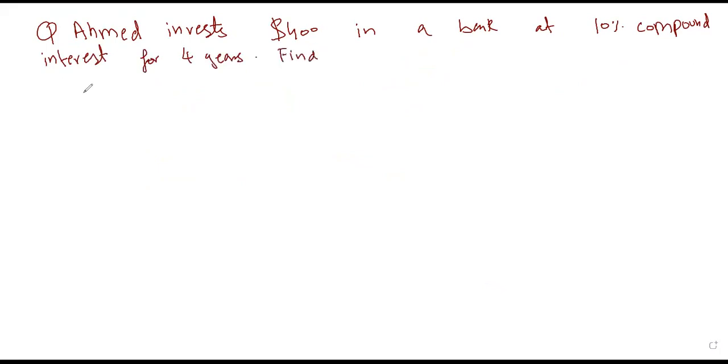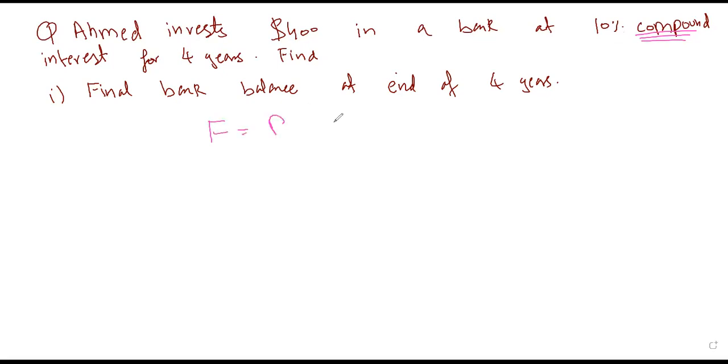Find the final bank balance at the end of 4 years. So how do we do this question? Please don't say that first we will find the interest amount and then add this to the initial amount. No. This question has the word compound interest. Remember there's a big difference in compound interest and simple interest. For compound interest, we have a formula and we can use that directly. For simple interest, we need to do it that way.